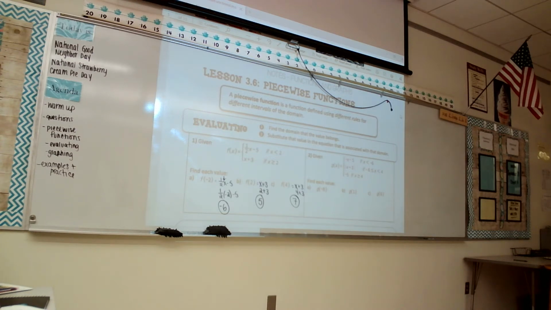6, 6, 1, so once again, just plugging in, you just need to make sure you're plugging into the correct spot. So check your domain.